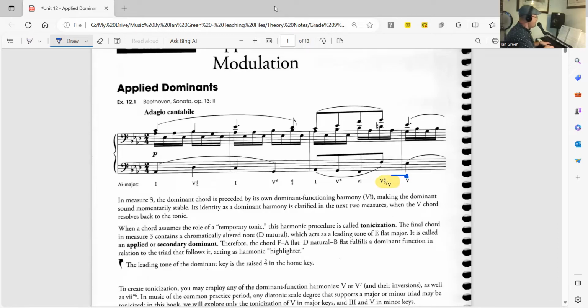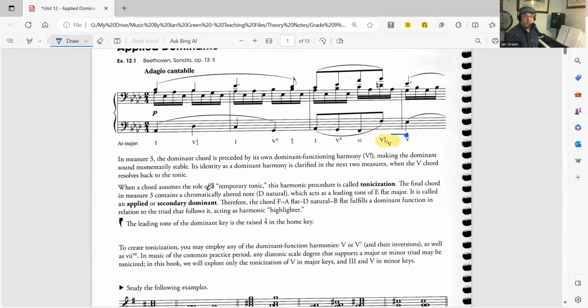So you can hear how V4-3 of 5 going to 1, to 5, which is also 5 to 1 in the key of E flat major. So this is a very fancy chord pattern that is what we call an applied dominant. When a chord assumes the role of a temporary tonic, this harmonic procedure is called tonicization.